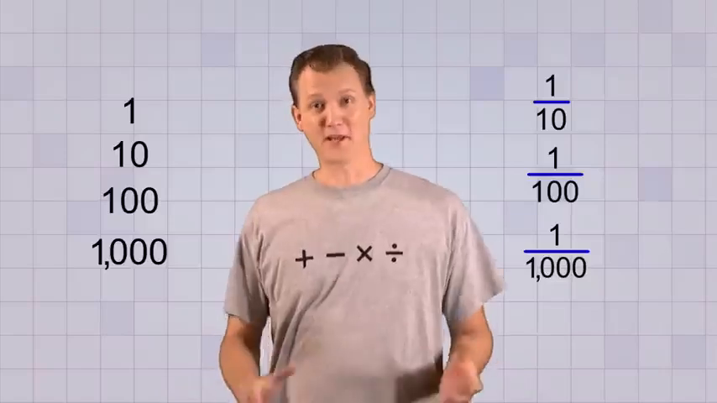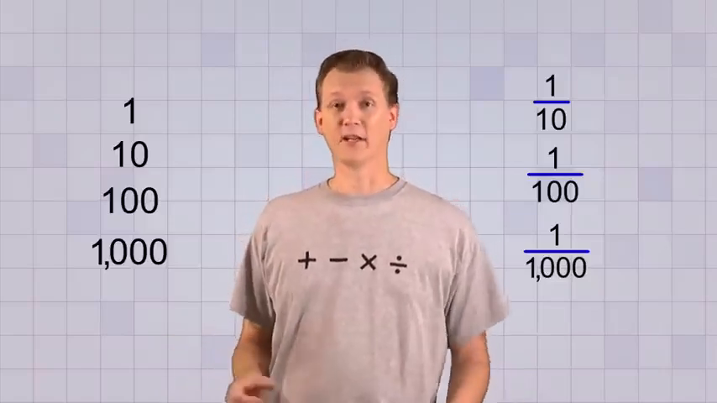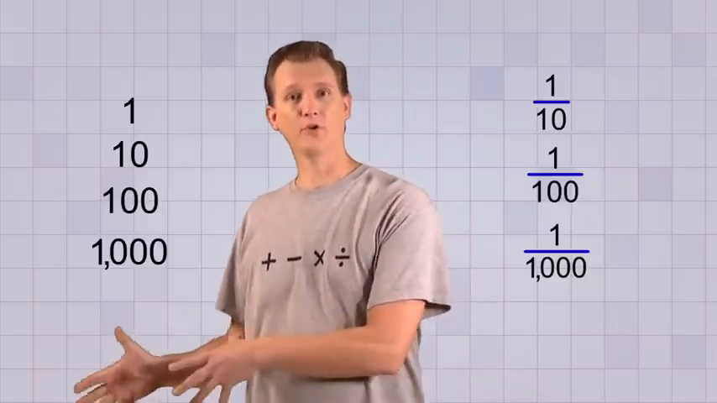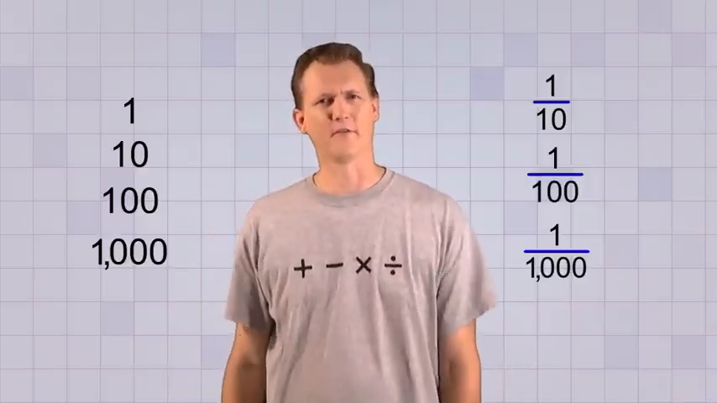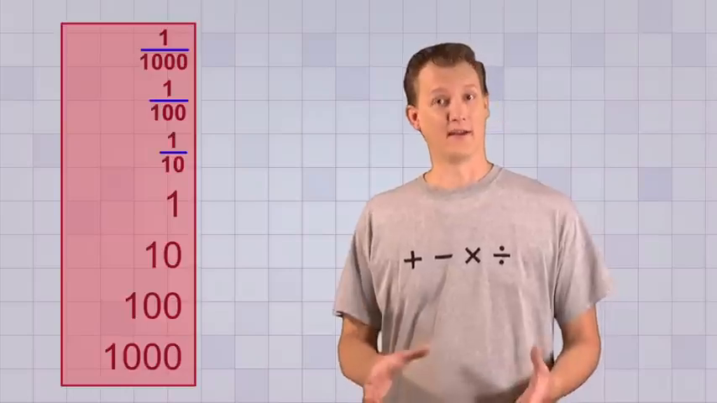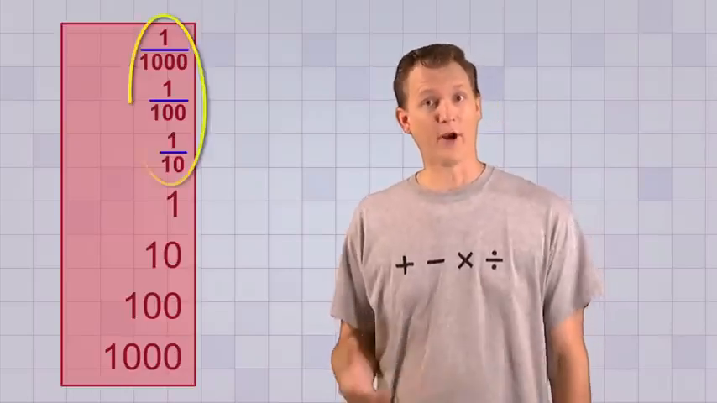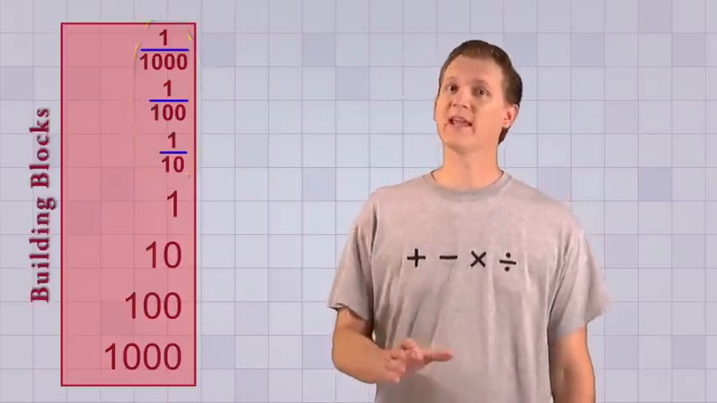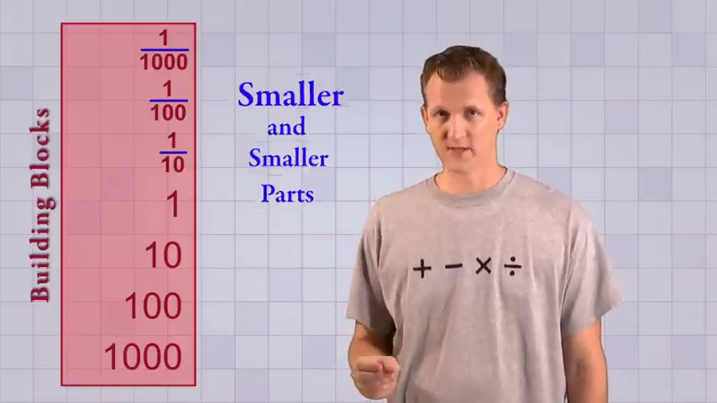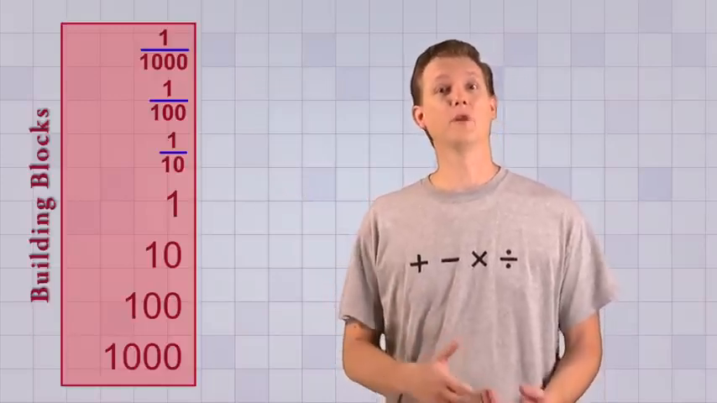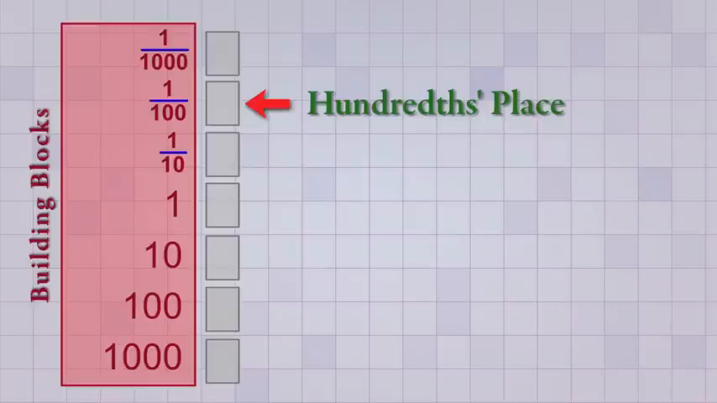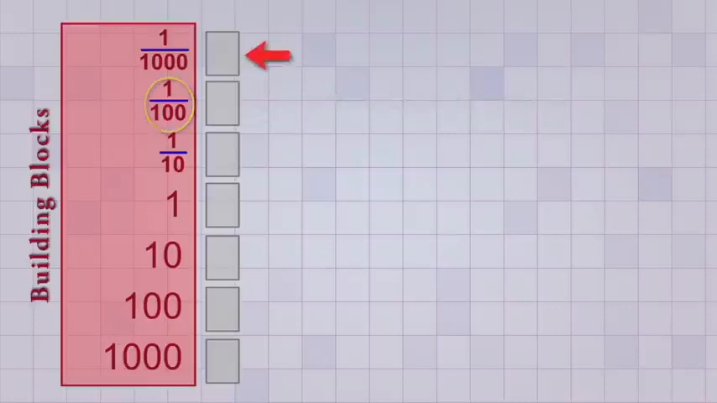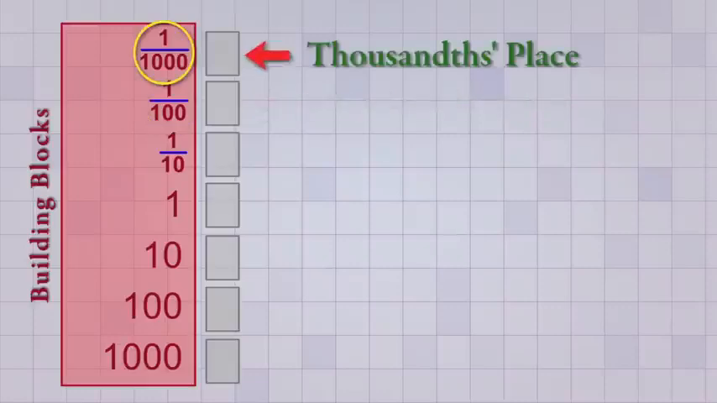Of course, I could keep on going in either direction, getting powers of 10 that are bigger and bigger whole numbers, or smaller and smaller fractions, but I think these are enough for now. Alright, now that we have all these new smaller or fractional building blocks, it means that we can count smaller and smaller parts of things. But to do that, we're going to need a new number place for each of them. This will be called the tenths place because it counts tenths, and this will be the hundredths place because it counts hundredths, and this will be the thousandths place because it counts thousandths.